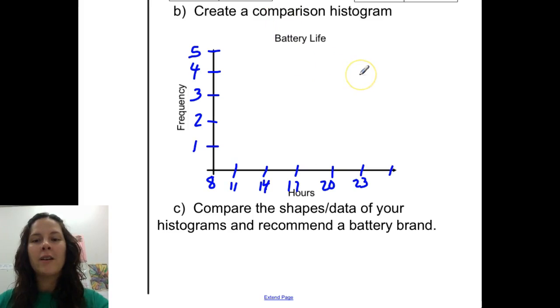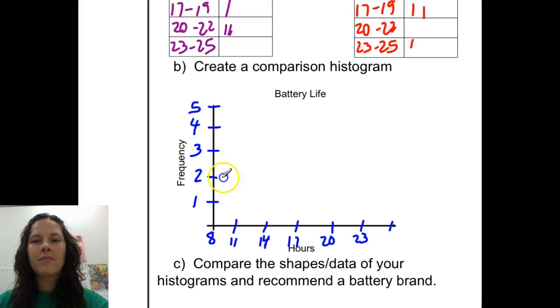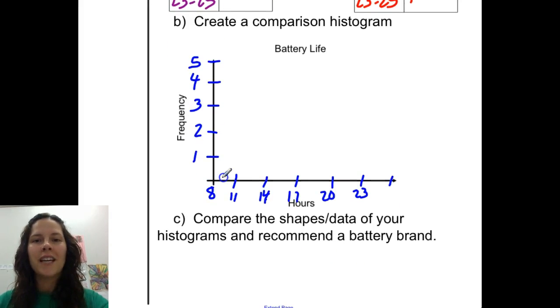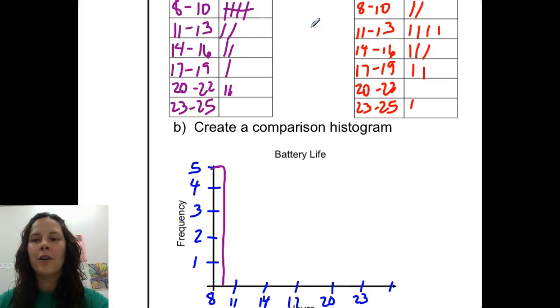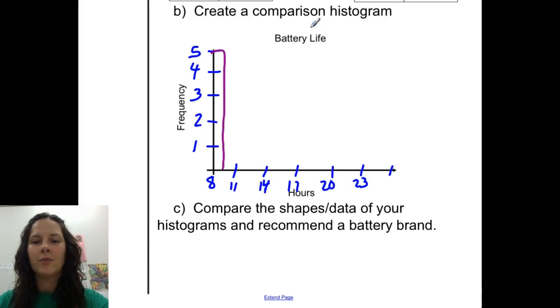And then we create the bar in each interval. Remember, we're going to have 2 bars in each interval, 1 for each brand. So when you start off with your first bar, make sure you make it half as wide as your first interval. For brand 1, we first had a tally of 5 in the 8 to 10 range. So we go up to 5. For brand 2, we first had a tally of 2 in that 8 to 10 range.